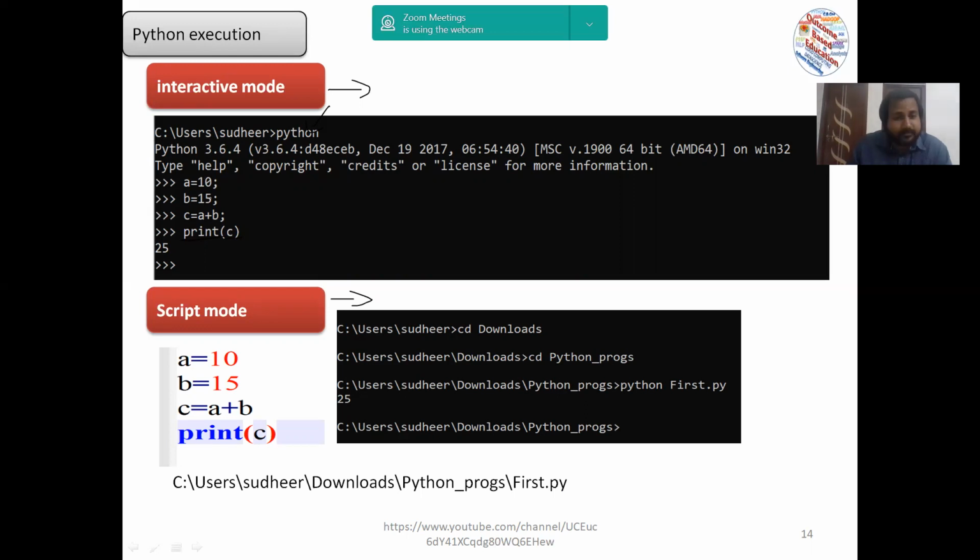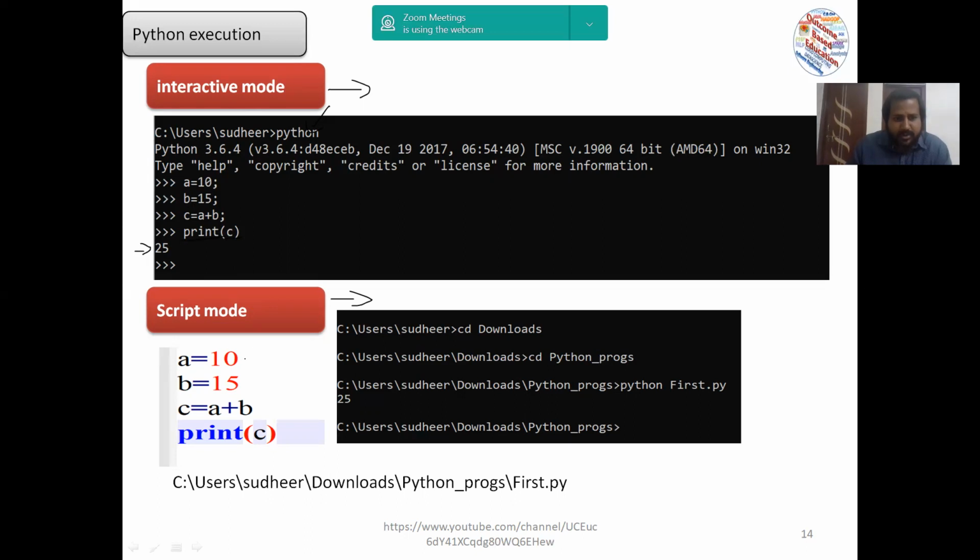So A is 10, B is 15. So A plus B means 25 is going to be stored in C, computing the A plus B equation and storing it. Whenever you have an equation on the right side, it will compute that equation and only the result is going to be stored in the variable on the left side of the equal to operator. Okay. So C is going to print 25 as the result here. Okay, so this is how you can use interactive mode, a small example like a hello world program.